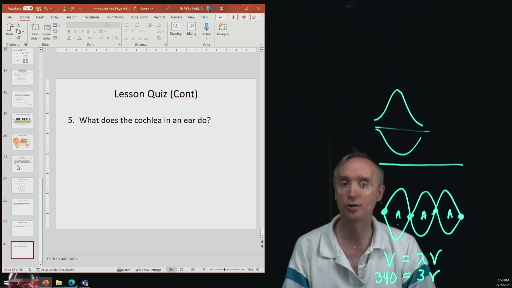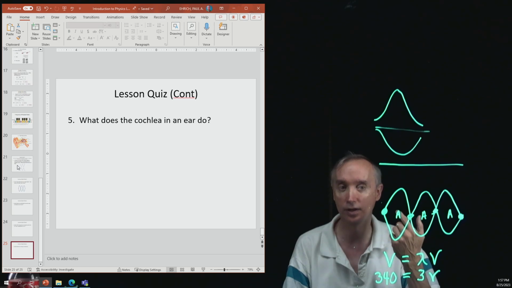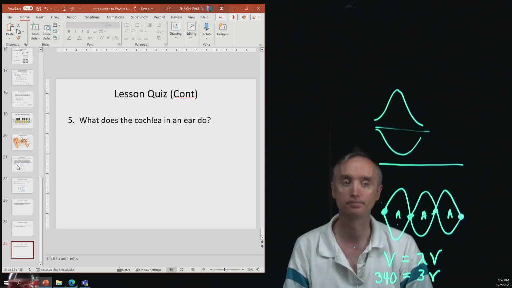And then finally, we got question number 5. What does the cochlea do in an ear? So what's the purpose of the cochlea? Okay, it's to take the sound waves, which are in the form of a vibration, and convert them into an electrical signal, which then travels down the auditory nerve to the brain for processing.